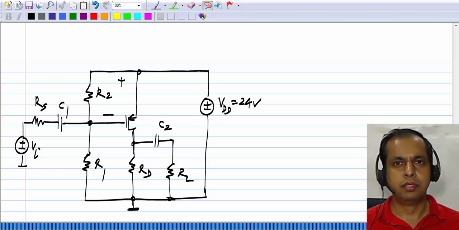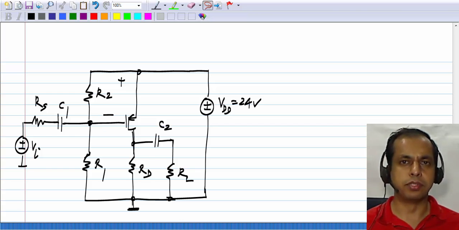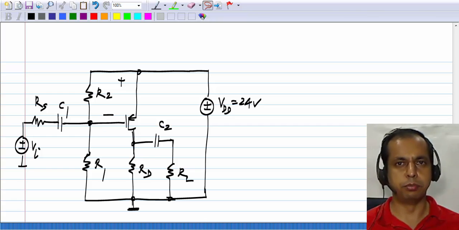We have seen that a common source amplifier using a PMOS transistor has the same small signal picture as that using an NMOS transistor, and its characteristics are also largely the same. Any differences between these two are only in the parameter values, because mu_n Cox is different from mu_p Cox and VTP is different from VTN.